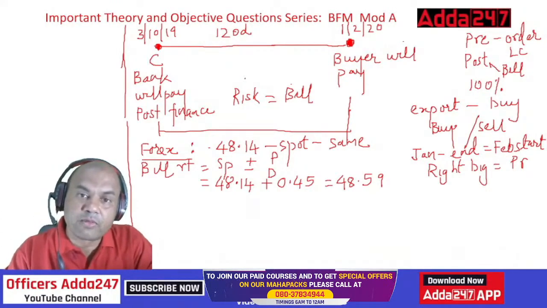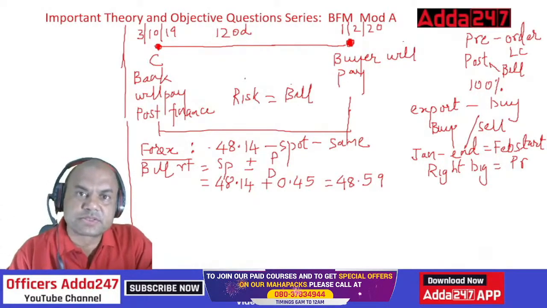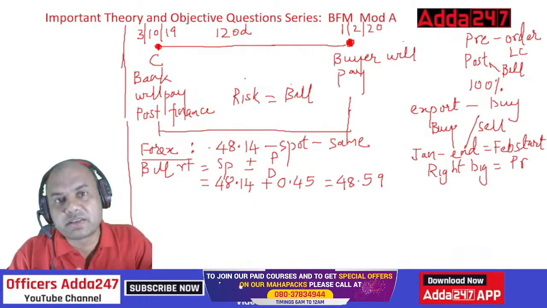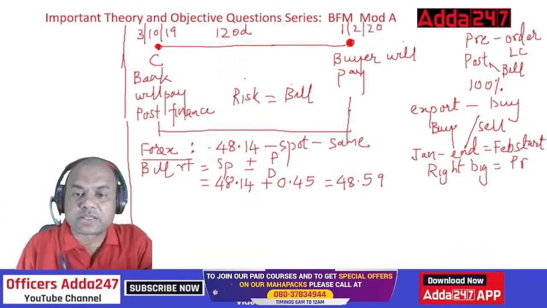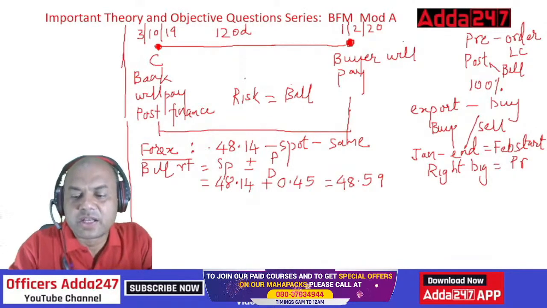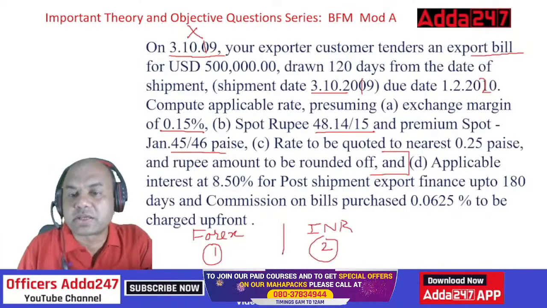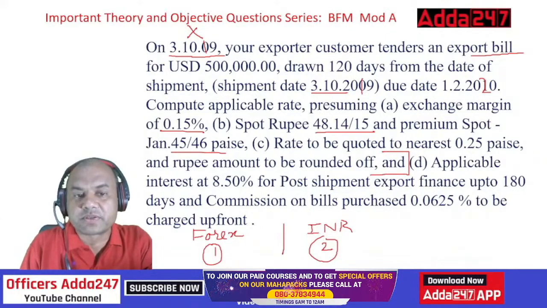No. Why? Because always remember, in any forex there are three parts. One is buy or sell, decide whether that. Second is forward rates, so this is forward margin, means apply the forward margin. And third is always the TT margin, TT or the exchange margin. So what is the exchange margin given over here? See here, premium spot is this and exchange margin, look at this, 0.15%.